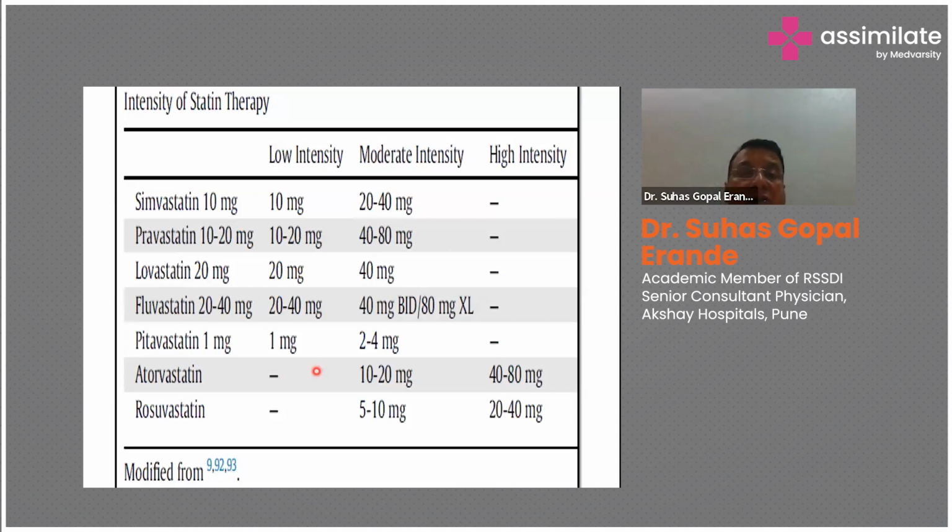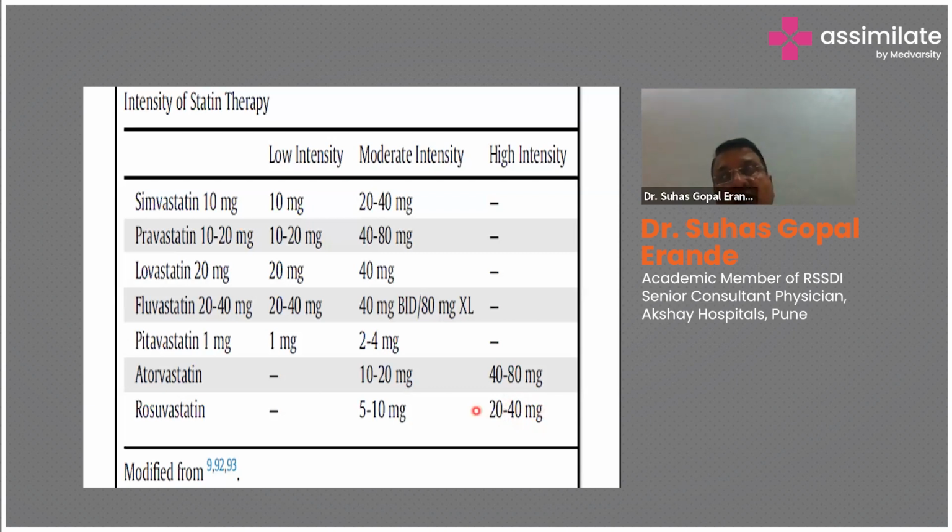Different statins. Now, what is the low intensity statin? What is moderate intensity statin? What is high intensity statin? This is nothing fantastic, nothing pharmacological. What is the LDL lowering which you can expect? If it is a high intensity statin like atorvastatin 40 to 80 milligrams or rosuvastatin 20 to 40 milligrams, you can expect more than 50% LDL lowering. That's why they have called it a high intensity statin.